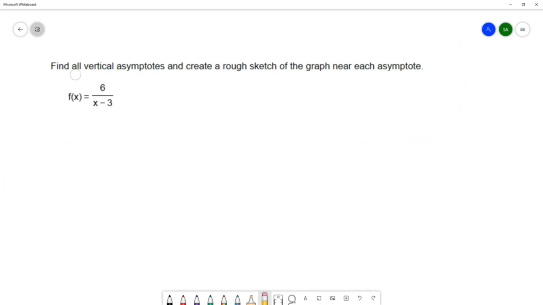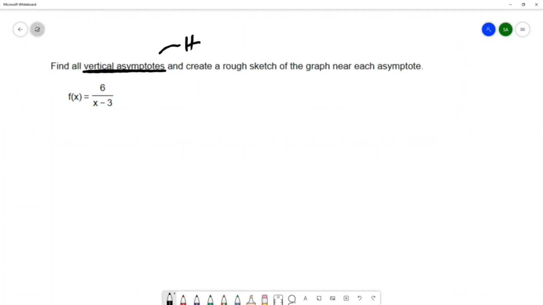On this question, we want to find vertical asymptotes and create a rough sketch of the graph near each asymptote. We have the function f of x equals 6 over x minus 3. So to find vertical asymptotes, we first need to factor both the numerator and denominator. In this function, we have 6 in the numerator, which is already factored, and x minus 3, which is already factored. And the reason why we factor the numerator and denominator is because we want to look for the other type of break in the graph or discontinuity in the graph, and that is a hole.